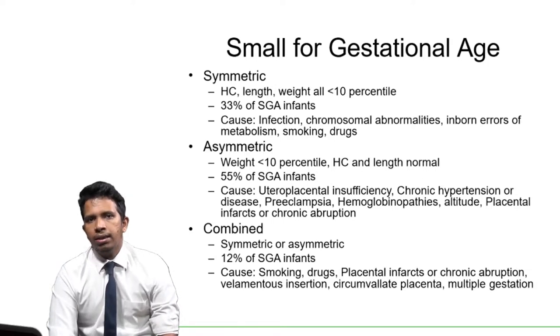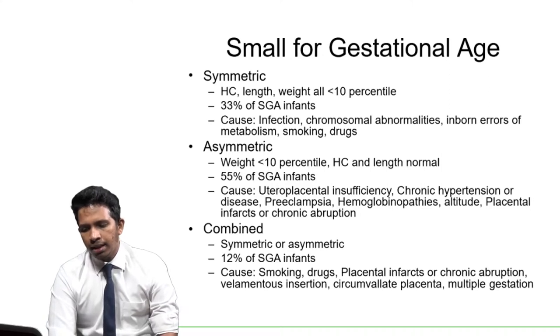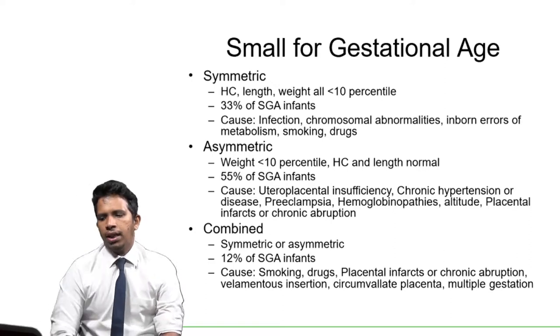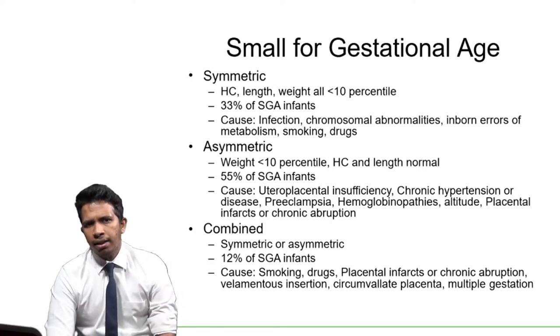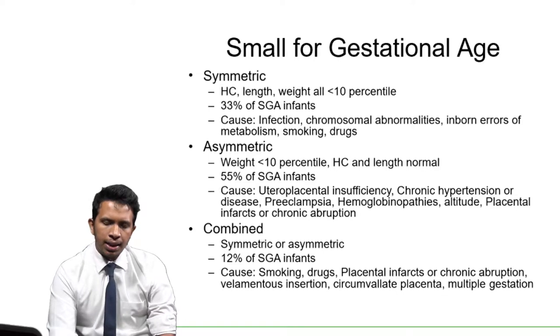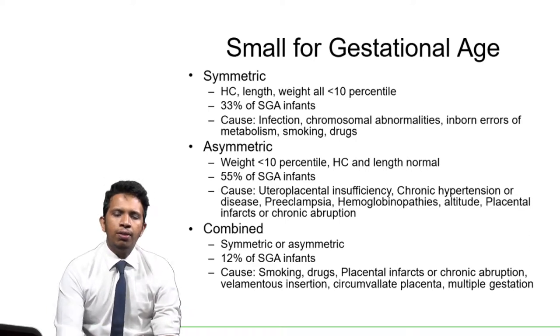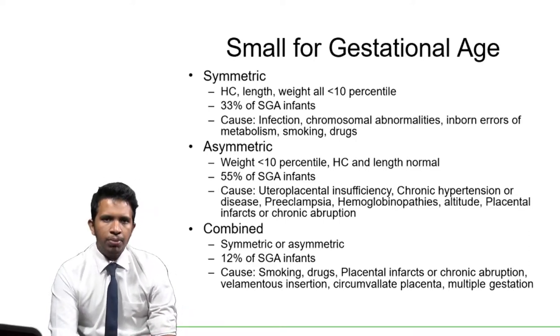Asymmetric small for gestational age occurs when the child's weight is less than the 10th percentile and the head circumference and the length of the child are normal. This is seen in 55% of small for gestational age babies. The main reason for this is that the child in the mother's womb has a priority for the child's head. The blood supply is always prioritized to the child's brain for brain development.